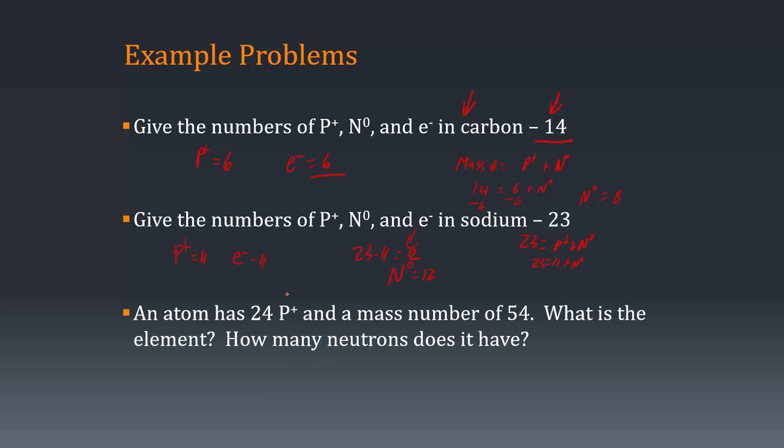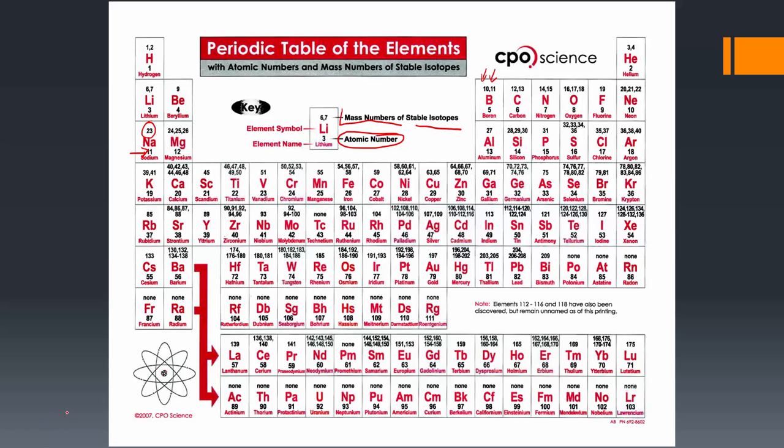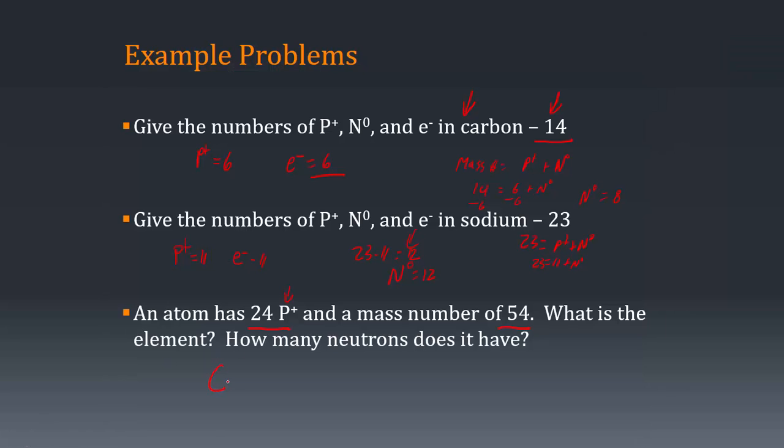Finally, an atom has 24 protons and a mass number of 54. What is the element and how many neutrons does it have? Well, 24 protons, guess I'm going to go to the periodic table and look for element number 24. Well, I found it. They go in order. Chromium has 24 protons. So I'm going to say, all right, it's chromium. It's chromium-54, so I better write that. I'm referring to that isotope of chromium.